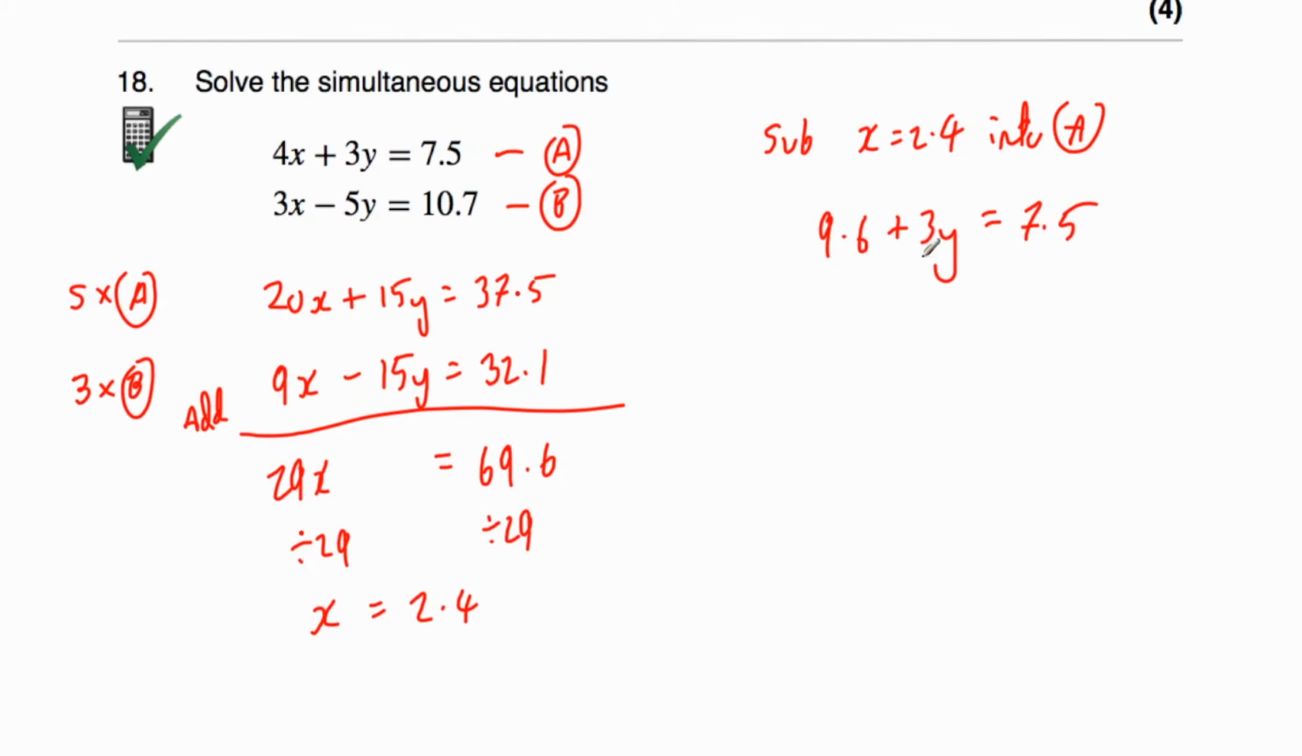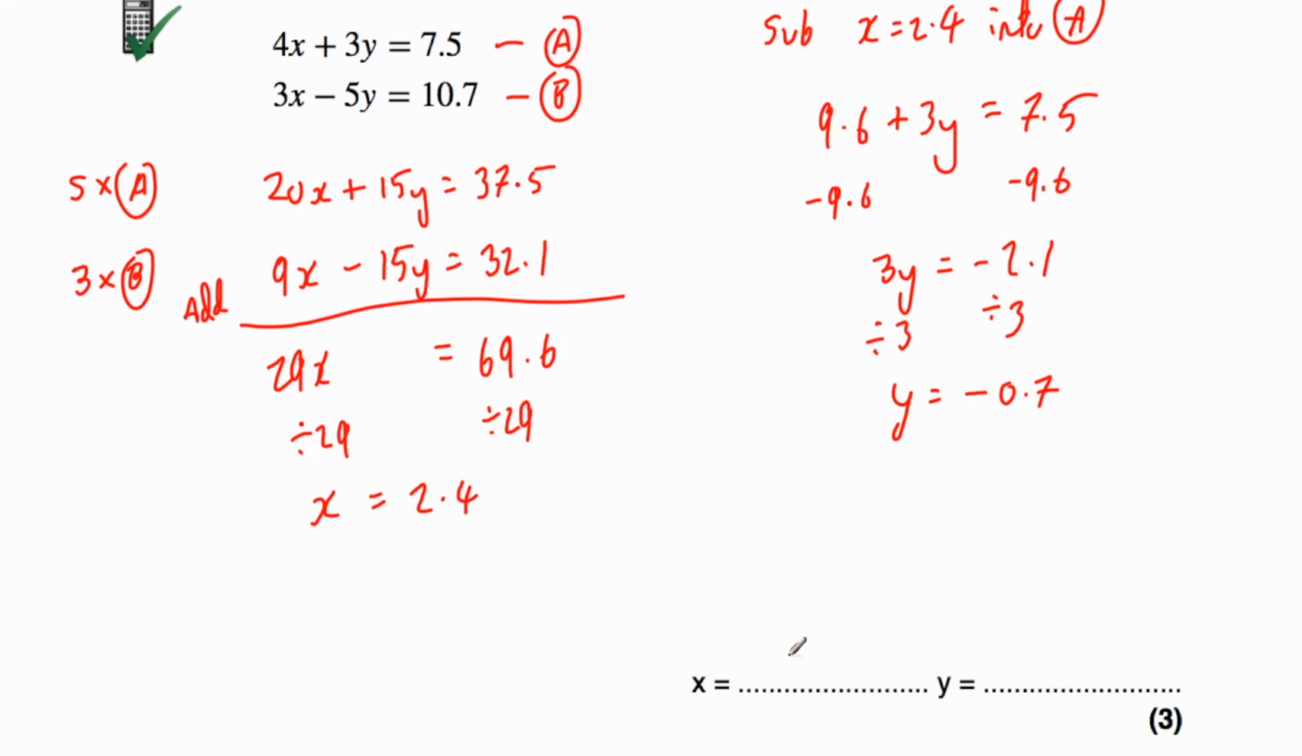Now what we want to do is find out what y is, so let's take away 9.6 and take away 9.6. So on our left hand side that will leave us with 3y, and on our right hand side we've got 7.5 take away 9.6, that would be equal to minus 2.1. Now that's 3 times y, we don't want 3 times y, let's divide by 3 and divide by 3, and we'll get that y is equal to minus 0.7. So we've got x is equal to 2.4 and y is equal to minus 0.7.